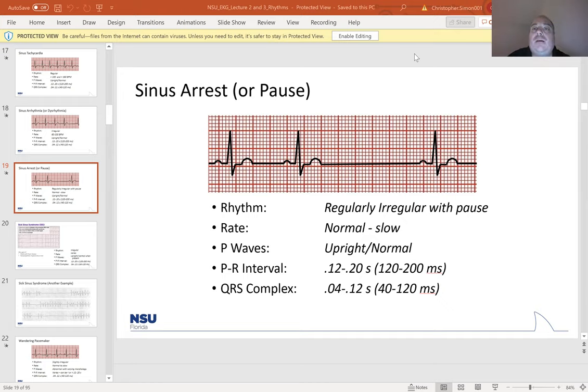All right, so let's talk about sinus arrest, sinus pause, as you can see on the screen right now, hopefully. Let me double check that you can see it. You should be able to. All right, so a sinus arrest and a sinus pause is not exactly the same thing per se.